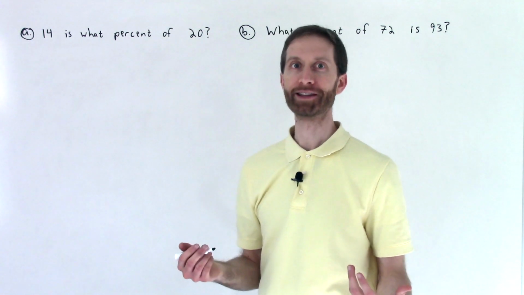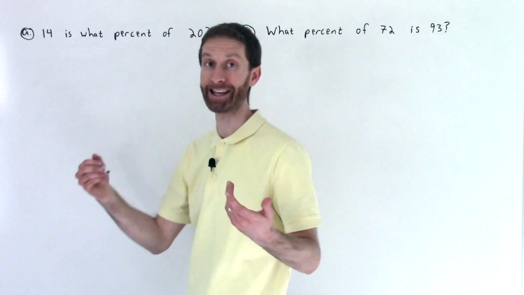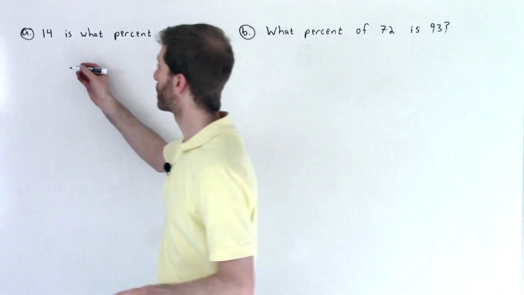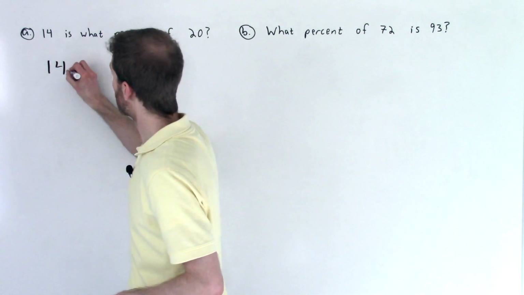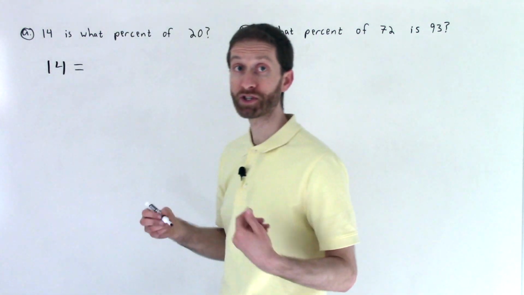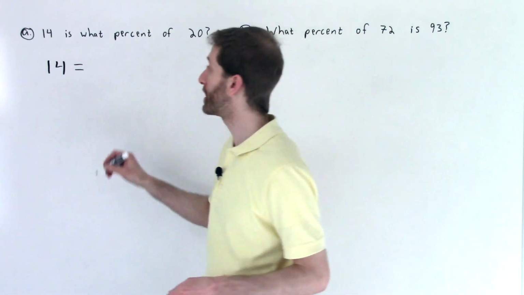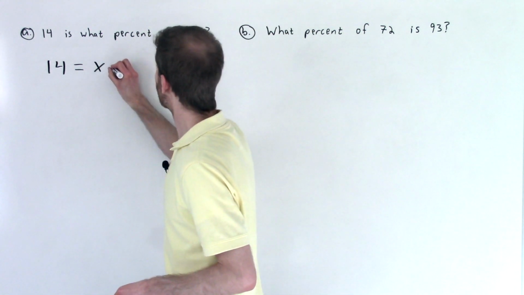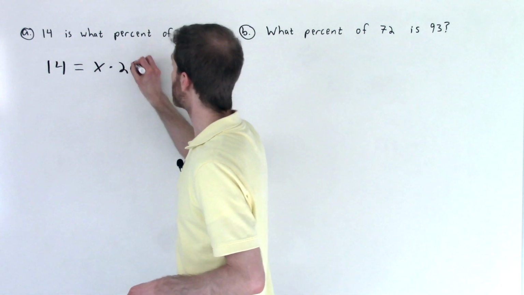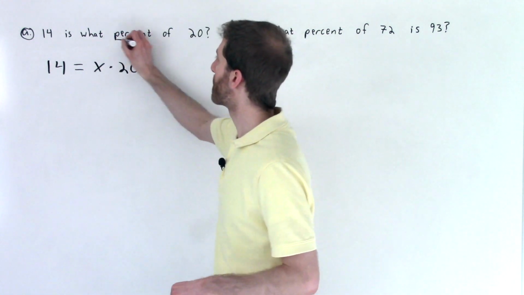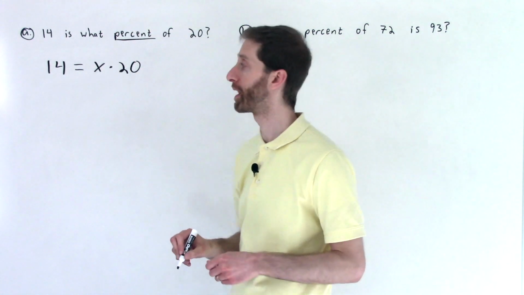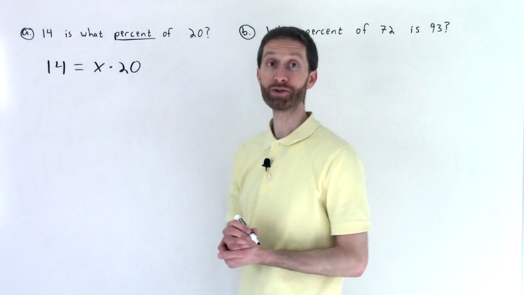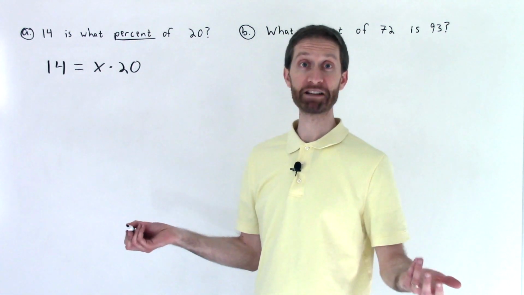So I translate this as I read it. So 14 is, meaning 14 equals. So I got 14 equals what percent? Well, that would be an unknown amount. So equals x times 20. Now notice that our final answer is going to be a percentage. That's going to be important in a little bit. So all we need to do now is solve out that equation. That's it. It's as simple as that.